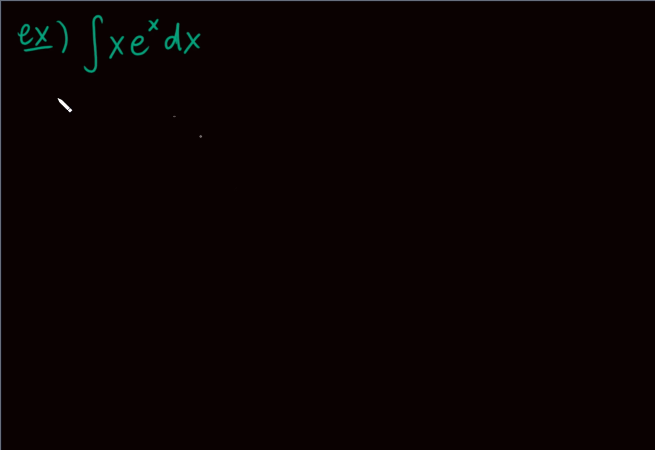Okay, so here's what I want to do. I want the integral of this, rewritten as the integral of u dv equals uv minus the integral of v du. So my goal is to somehow break up this x e to the x dx into these two parts. So here are some tips for doing this.